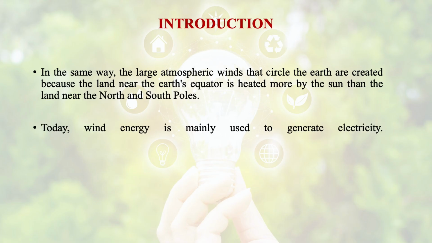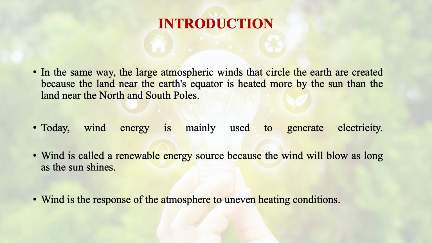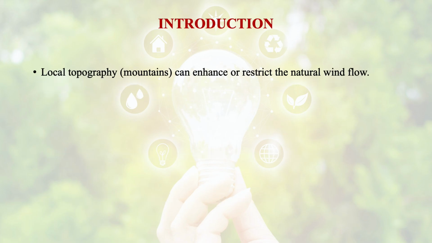Today, wind energy is mainly used to generate electricity. It is called a renewable energy source also because the wind will blow as long as the sun will shine. Wind is the response of the atmosphere to uneven heating conditions. Local topography can enhance or restrict the natural wind flow. Suppose there is mountain, so the natural wind flow would be restricted.